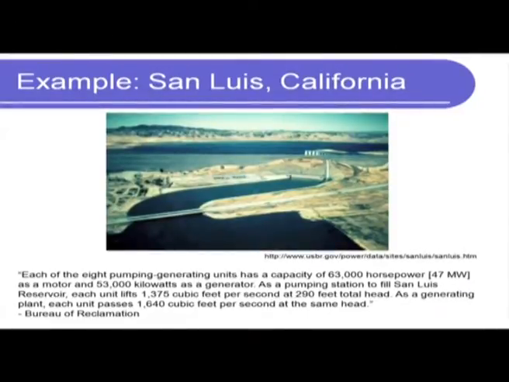So, I am going to end this lecture by showing you a few pictures of pumped hydro installations across the world. This is in San Luis, California, and here you can directly see the two reservoirs, and this is where you are pumping the water up and gathering the potential energy, which we are harnessing later. All right.